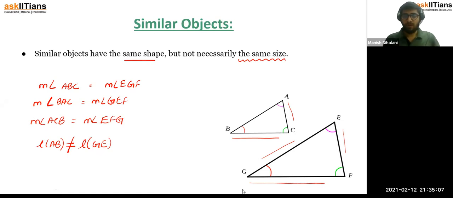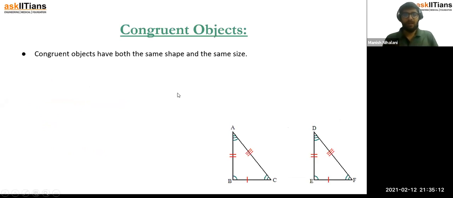We would also be talking about congruent objects, right? Congruent objects have both the same shape and the same size. Now you can clearly see triangle ABC and triangle DEF. You can see that the length of AB is equal to the length of DE here, right?